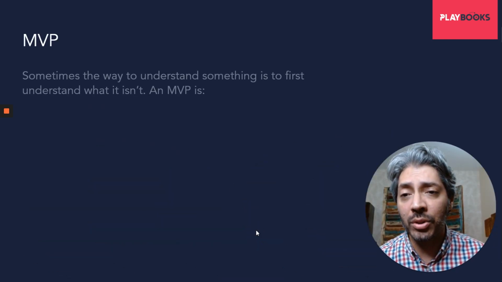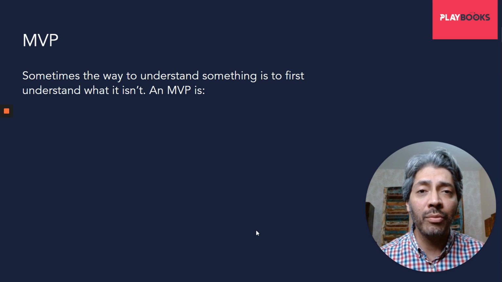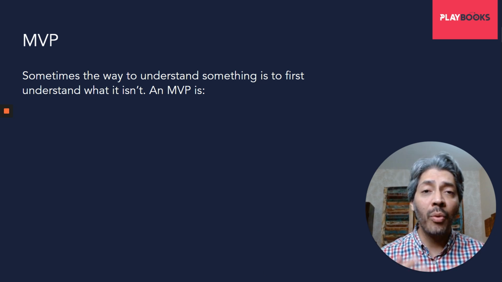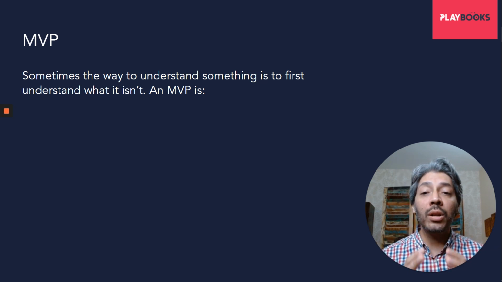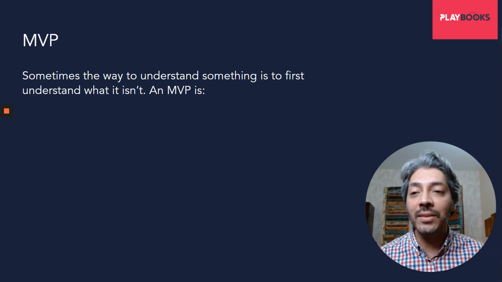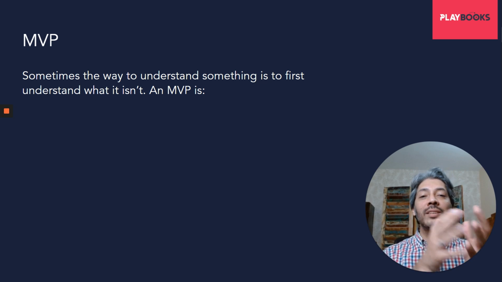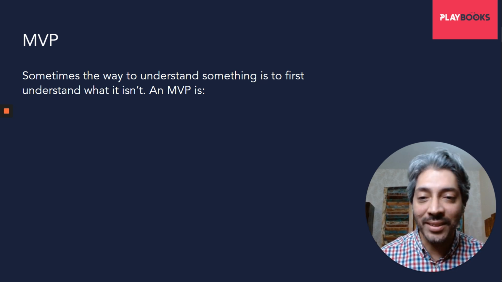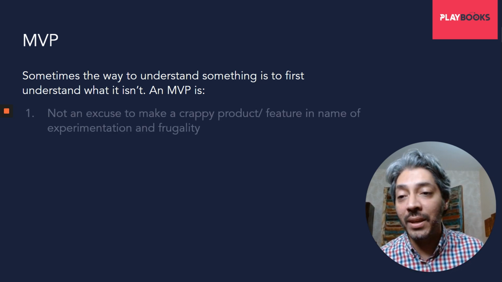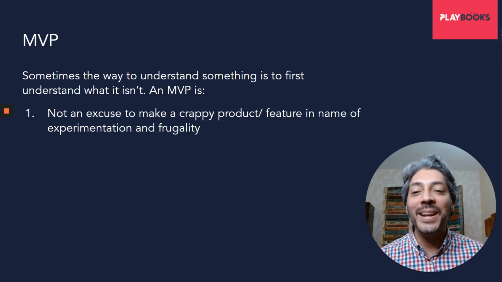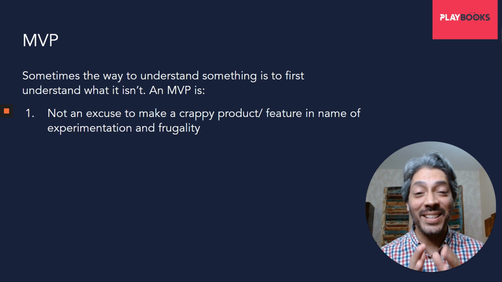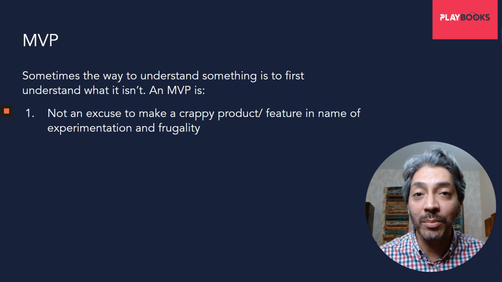I've often spoken about this, but essentially, I love using inversion wherever possible. One way of thinking about inversion is that you flip things around. So, what an MVP isn't, right? Sometimes the way to understand something is to first understand what it isn't. An MVP is not an excuse to make a crappy product or a feature in the name of experimentation and frugality. And this is a mistake I see a lot of teams make.